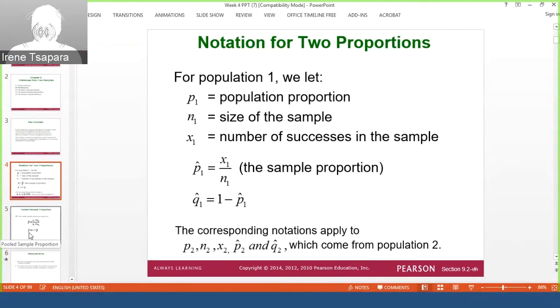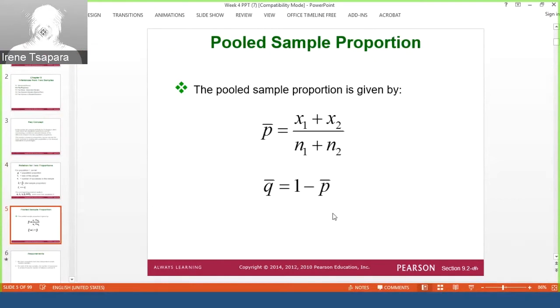And this cannot be done. So what we need to do is to consider a pooled sample proportion. That is the p bar, a proportion that is received by the two samples combined.